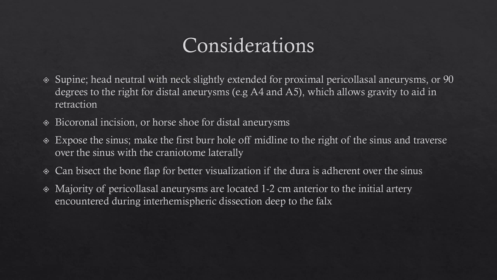The majority of pericallosal artery aneurysms are located 1 to 2 centimeters anterior to the section of the pericallosal artery initially encountered, and thus dissection is carried anteriorly along the artery until the aneurysm is visualized.